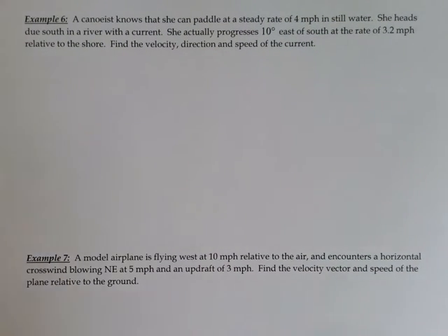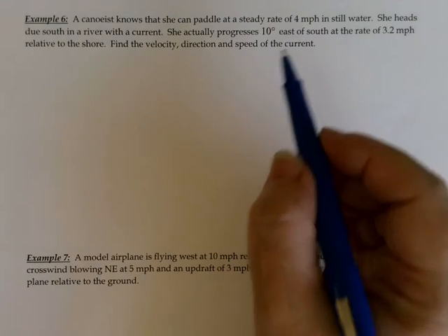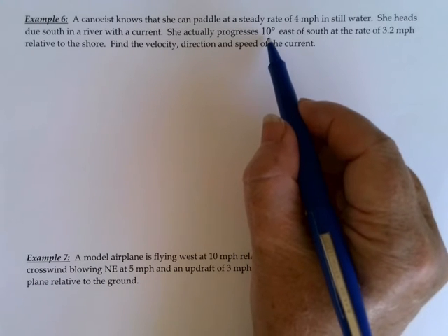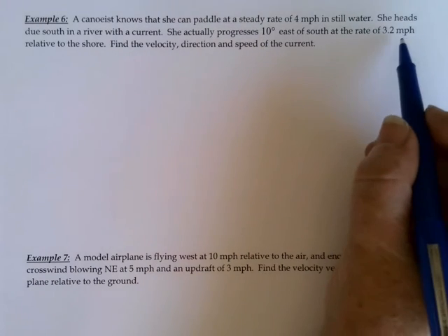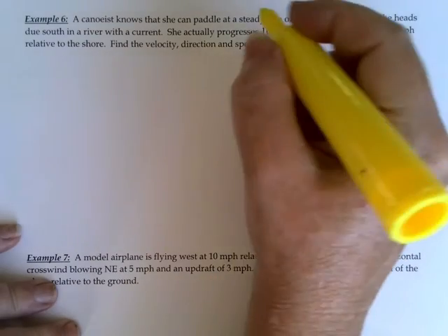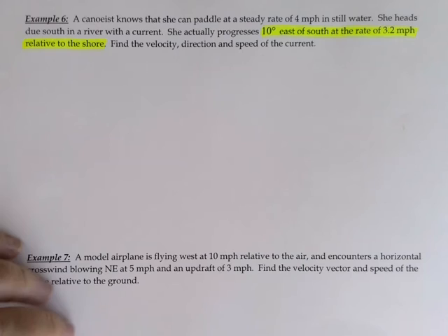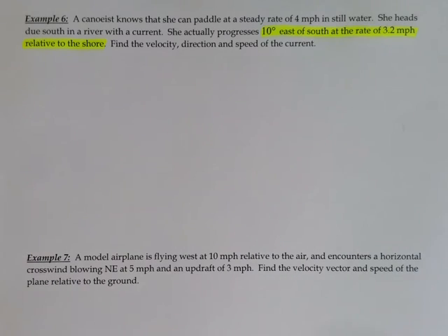In example 6, a canoeist knows that she can paddle at a steady rate of 4 miles per hour in still water. She heads due south in a river with a current, but she actually progresses 10 degrees east of south at the rate of 3.2 miles per hour relative to the shore. Find velocity, direction, and speed of the current. Now in this case, notice that this description right here, because it says relative to the shore, that's the VG for this problem.